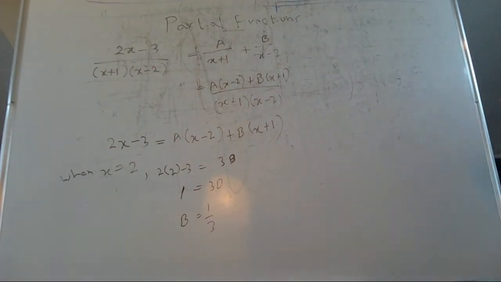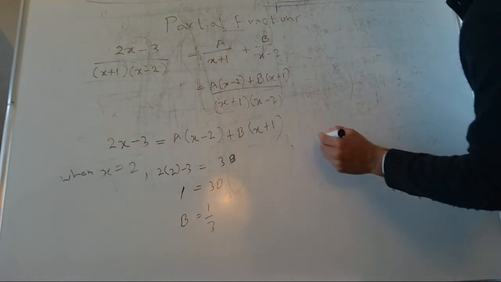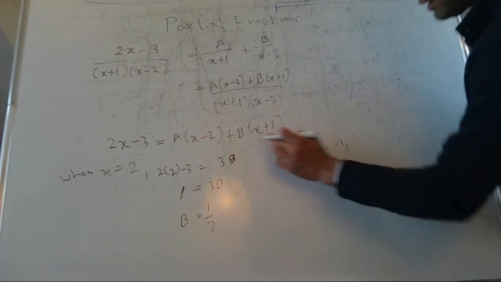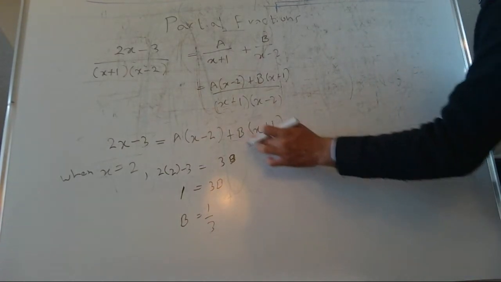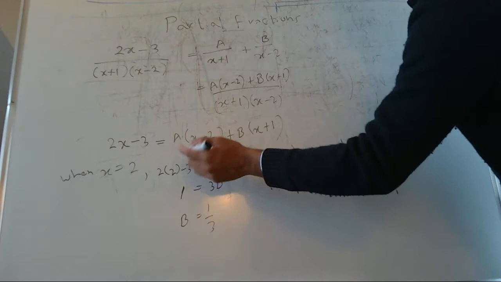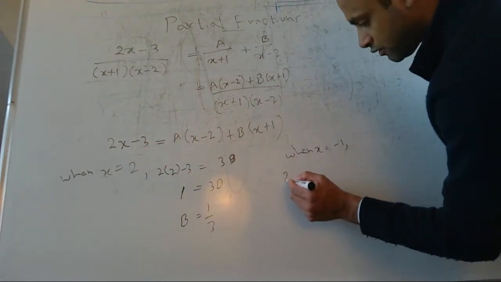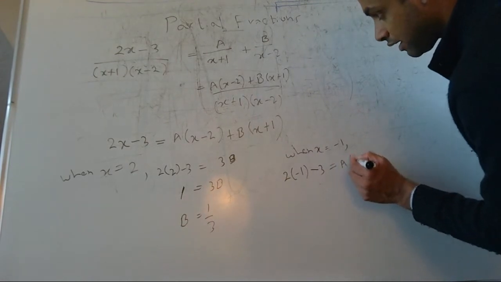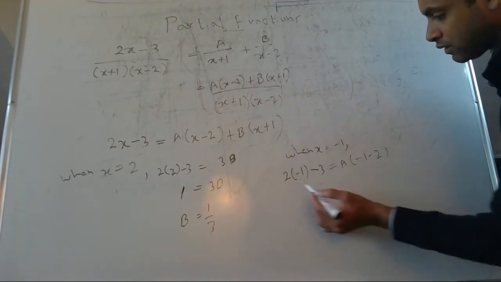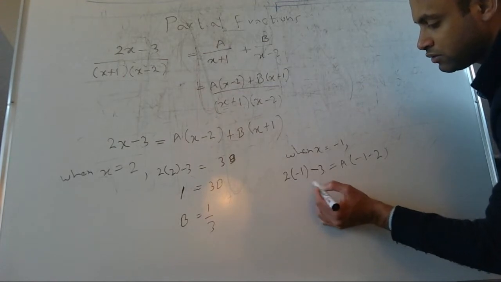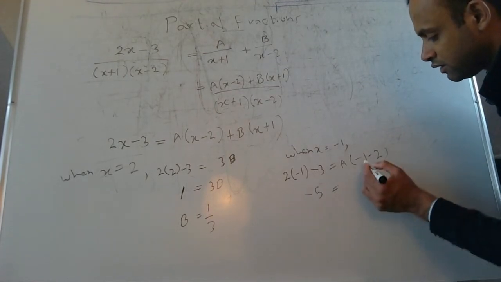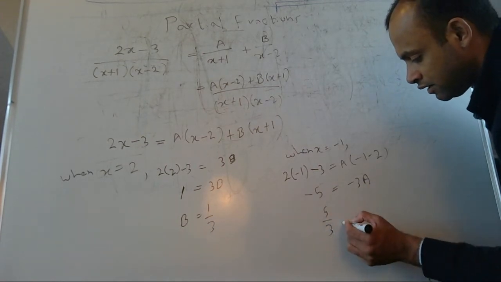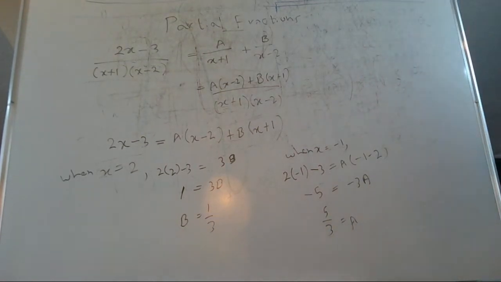Now I can do a similar thing when x equals minus 1. You can see minus 1 plus 1 here, so the B is going to disappear. So let's work it out. 2(-1) - 3 equals A(-1 - 2). So 2 times minus 1 is minus 2, minus 3 is minus 5, equals minus 3A. So that makes it 5 over 3 equals A. So my A is equal to 5 over 3.